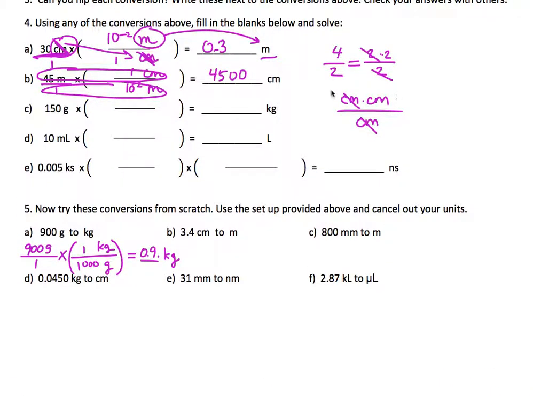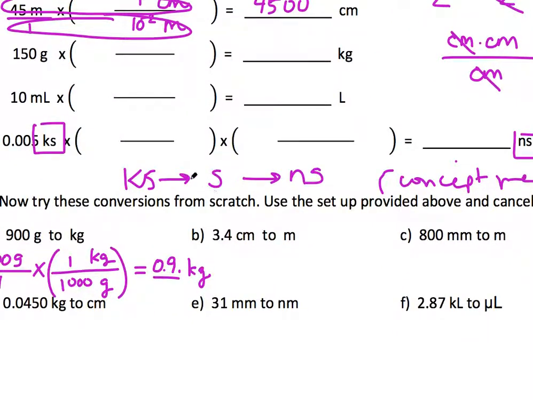For example, on number 4e, which I didn't go through in the last video, but was hoping you might be able to figure out. You've got kiloseconds, and eventually you want to get to nanoseconds. You might be able to do that directly if you know the relationship between kilo and nano. But what I like to do is think of kiloseconds going to seconds and then going to nanoseconds. This is what I call a concept map or a roadmap of how to solve this problem. So we might want to first go to seconds, since I know there's 1,000.